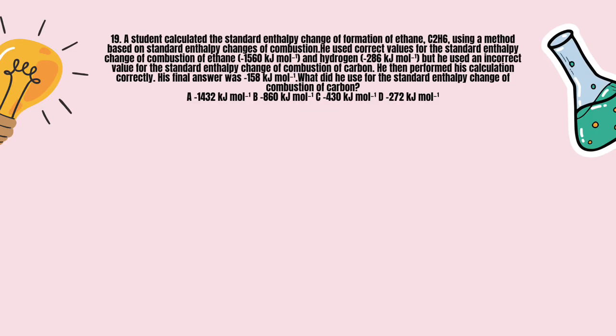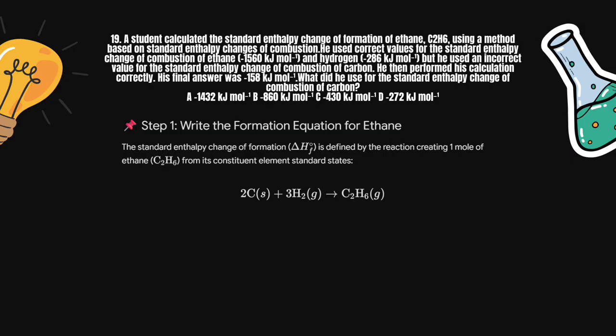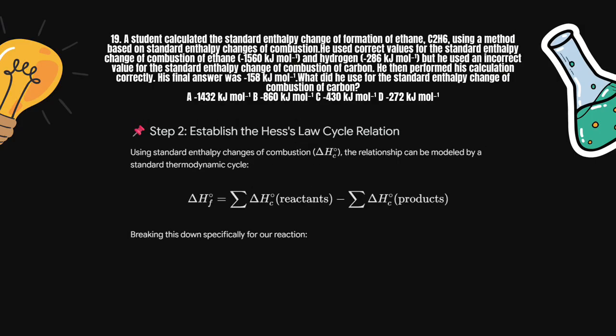Next is question 19. As you can see from the picture, it's asking about the standard enthalpy change of combustion of carbon. For step 1, you have to write the formation equation for ethane. The standard enthalpy change of formation is defined by the reaction creating 1 mole of ethane from its constituent elements in their standard states. And step 2, establish the Hess's law cycle relation.